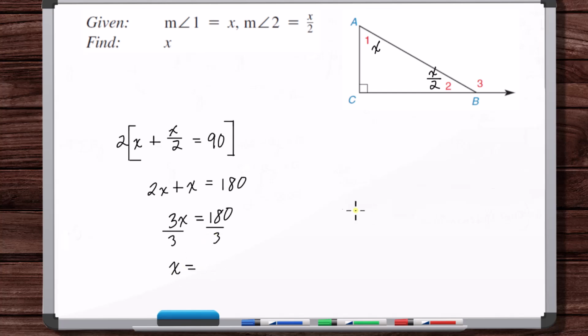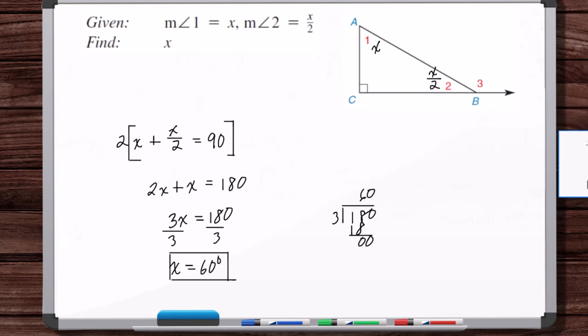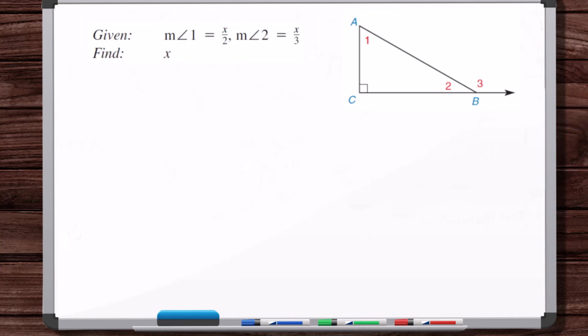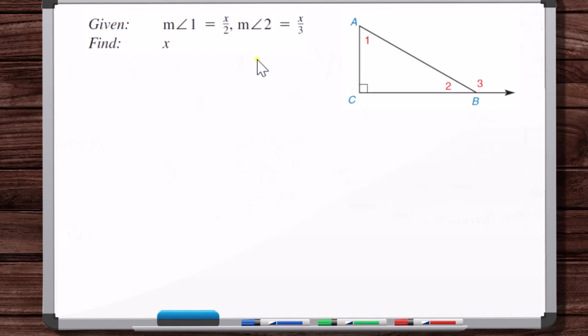So x is equal to 60 degrees. Okay, measure of angle 1 is x divided by 2. Measure of angle 2 is x divided by 3. Find x. It's the same thing. This is just algebra. Angles 1 and 2 are complementary.